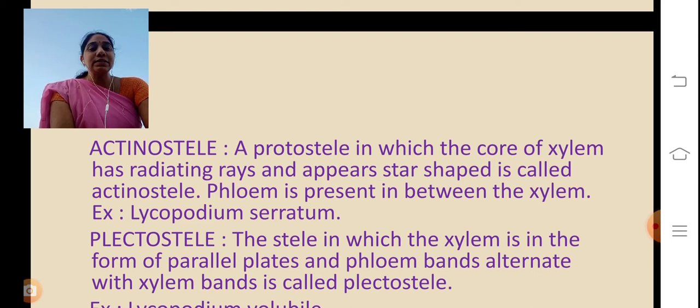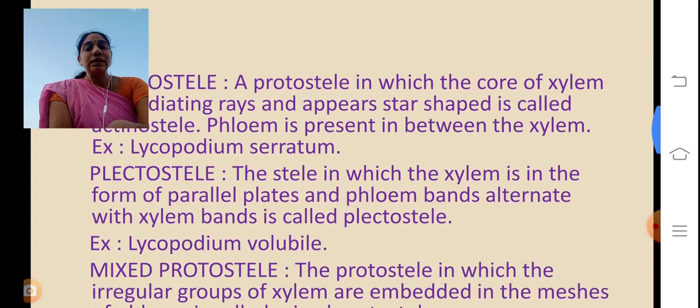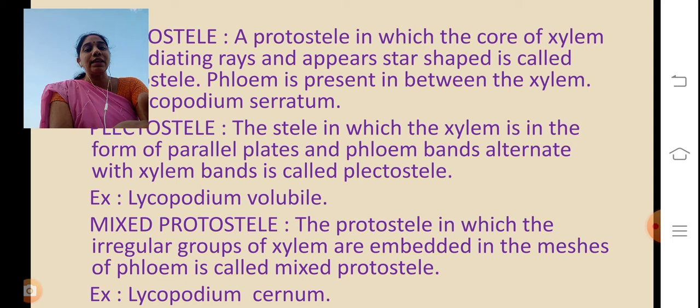Another type is plectostele. The stele in which the xylem is in the form of parallel plates and phloem bands alternate with the xylem bands is called plectostele. So, xylem is present in the form of plates and phloem alternates with the xylem. This type of plectostele we can see in Lycopodium volubile.